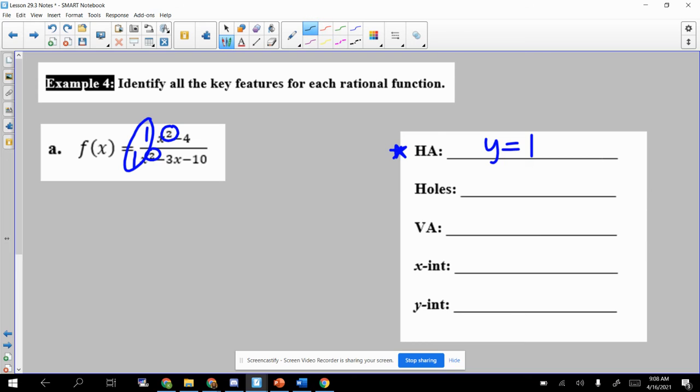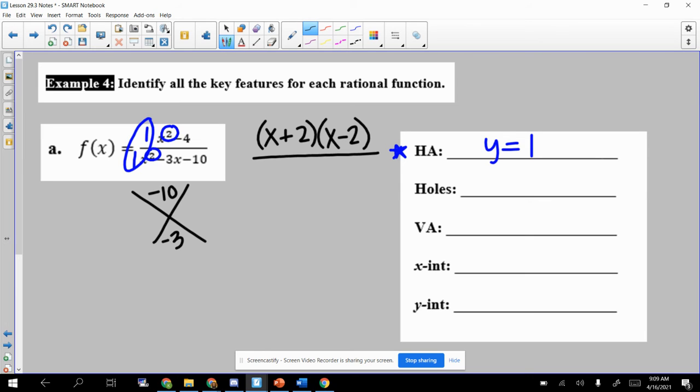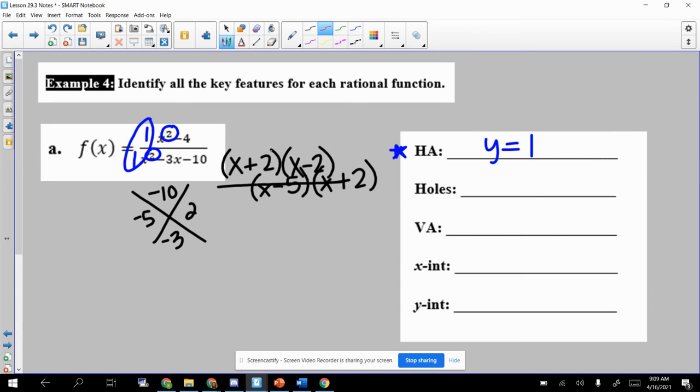So now, once it's in factored form, so we had x squared minus 4. That's going to simplify to (x plus 2)(x minus 2). It's a difference of two squares. On the bottom, we're going to put negative 10, negative 3. What multiplies to negative 10 that adds to negative 3? Negative 5 and 2. So we're going to put (x minus 5) and (x plus 2). Let's go ahead and cancel these x plus 2's.